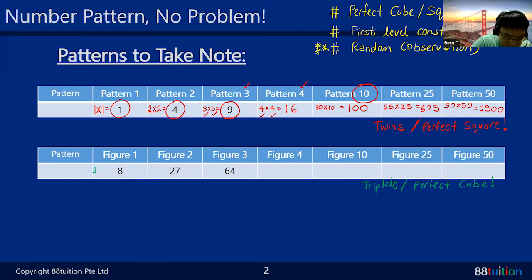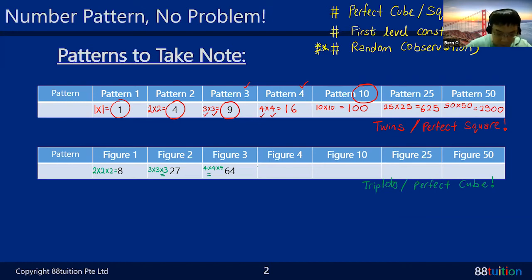Triplets means the 3 of the same. 2 times 2 times 2 is what? It's an 8, is it? Correct. How do you get 8? Relax. 2 times 2 is 4. 4 times 2 is 8 lah. Can you see that's how you think of it slowly? 27 is what? 27 is 3 times 3 times 3. 3 times 3 is 9. 9 times 3 is 27. The next one is 4 times 4 times 4, which is 64. 4 times 4 is 16. 16 times 4 is 64.